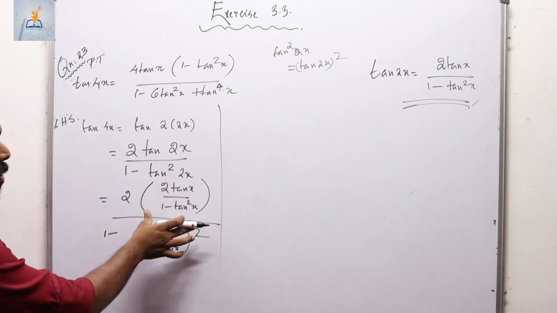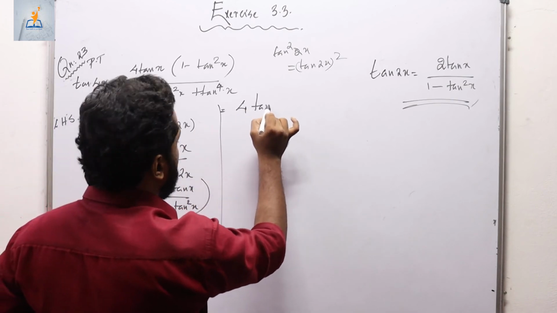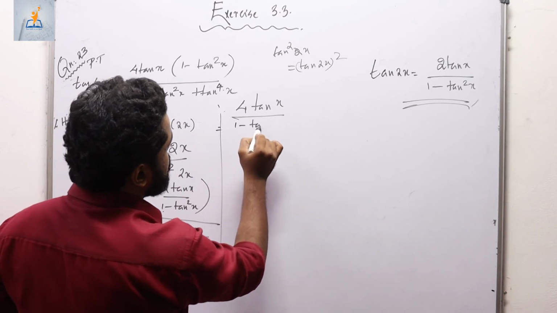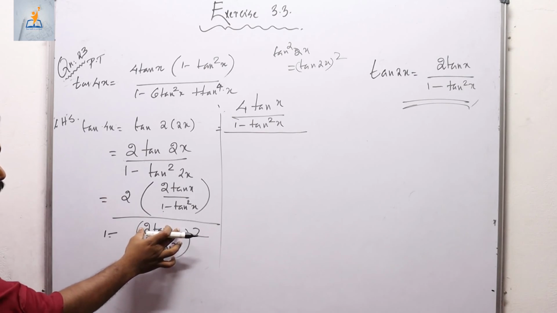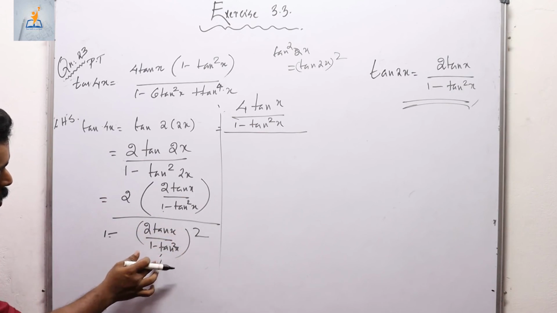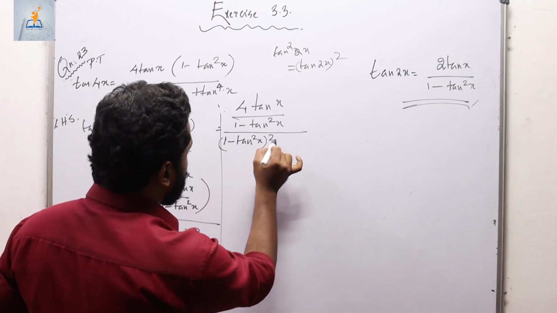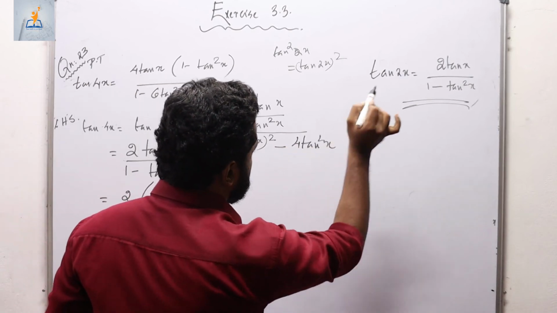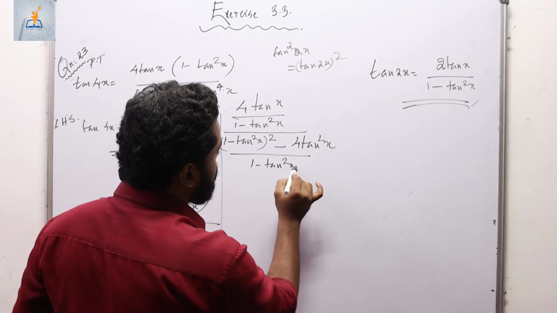So let us cross multiply, let us simplify this. 2 into 2, 4, it is equal to 4 tan x divided by 1 minus tan square x, whole divided by, we can cross multiply this. Actually this is 4 tan square x, this is 1 minus tan square x the whole square, that must be cross multiplied here. So 1 into 1 minus tan square x the whole square minus square of this, that is 4 tan square x, whole divided by, the common denominator is 1 minus tan square x the whole square.